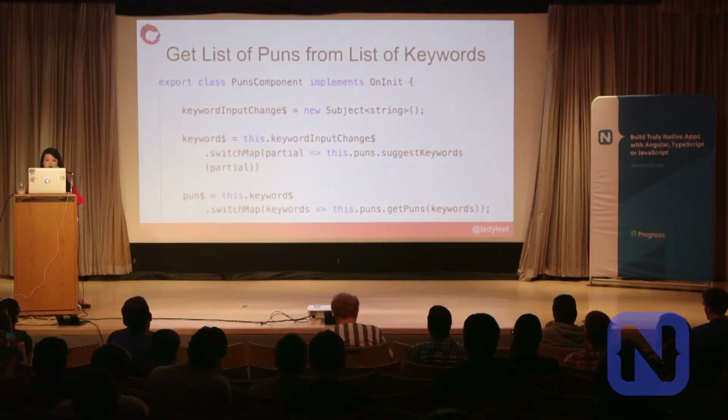Okay, so on the pun service, we had two methods. The second was called get puns.